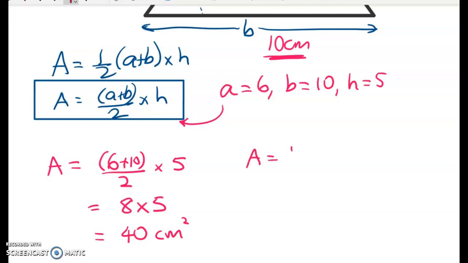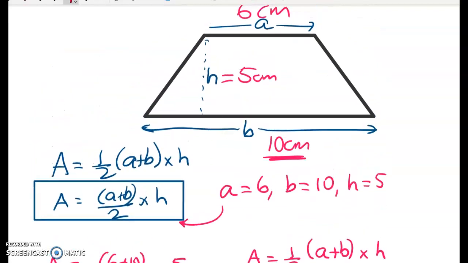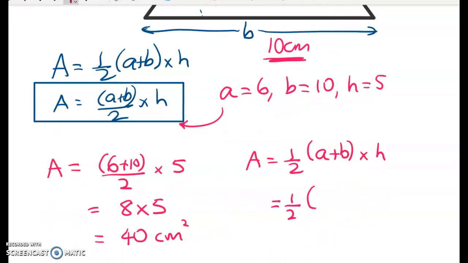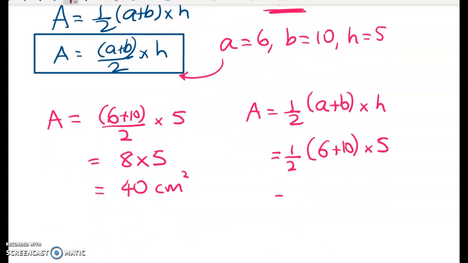Or you can do this: 1/2 of A plus B times H. It's exactly the same thing. So we've got half of the top and bottom sides, or the two parallel ones, times the height. So it's 1/2 of 16 times 5, which again gives me 40 centimetres squared. So there you go. So that's quite a long video.